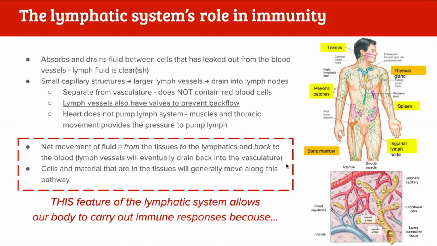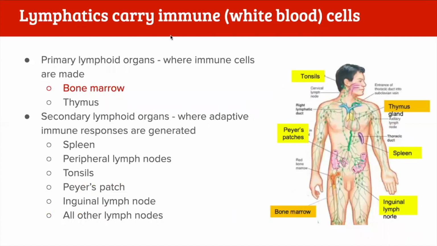This feature of the lymphatic system allows our body to carry out immune responses because lymphatics carry immune or white blood cells, okay? So the reason why our body can carry out immune function is because of the movement of fluid in the lymph vessels.